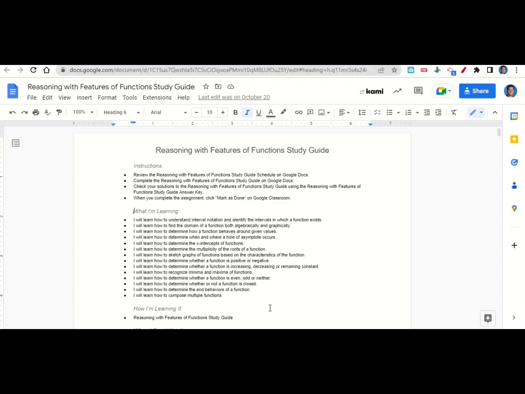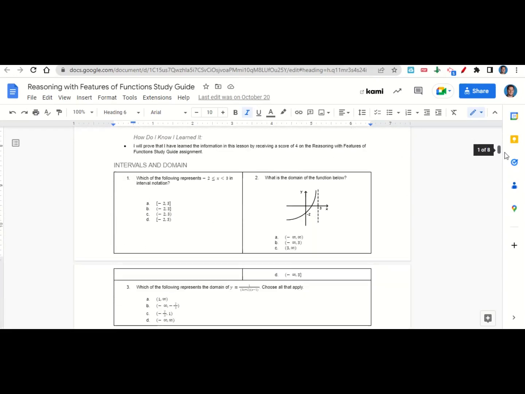Let's take a look now at the Reasoning with Features of Functions study guide. The study guide begins with the learning goals and success criteria. If we scroll down, we can see the questions.